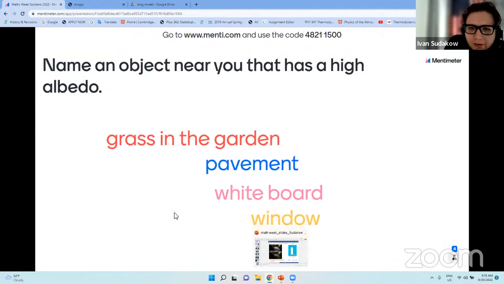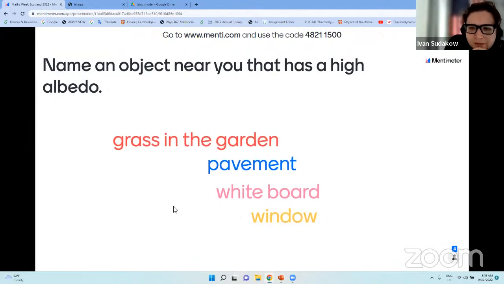Okay, you can keep going and drop your answers. So yeah, grass in the garden. Grass is pretty dark, I guess. It has a low albedo, right? Because high albedo is reflecting, it's a white surface, close to 1. Low albedo is close to 0, right?